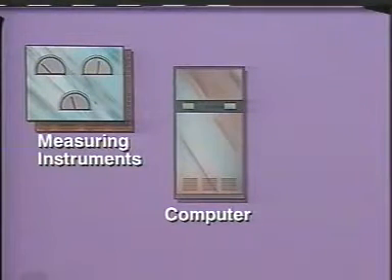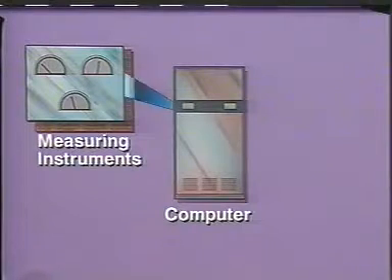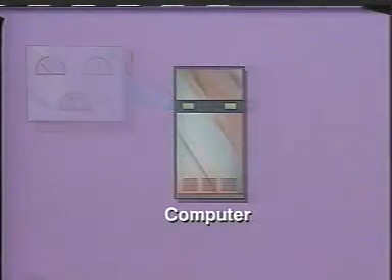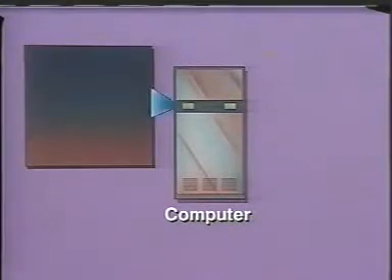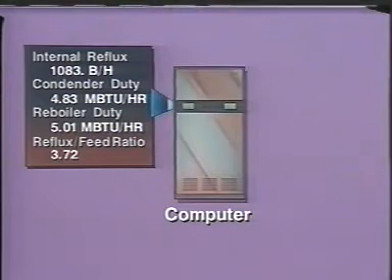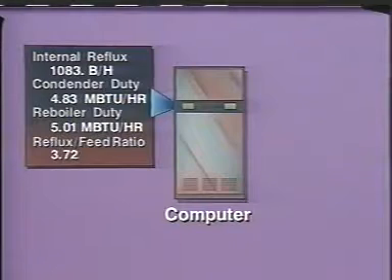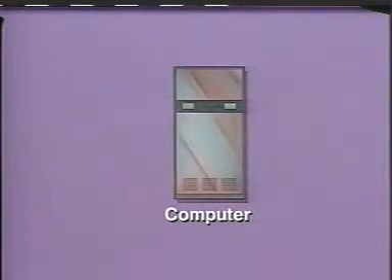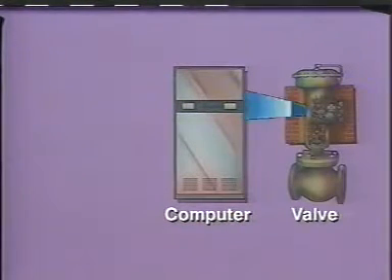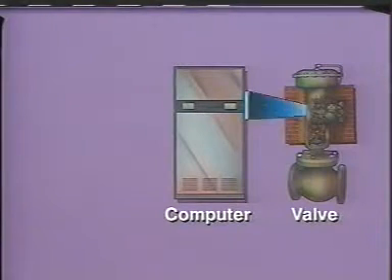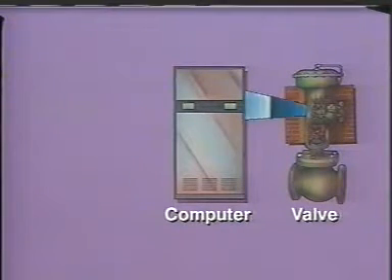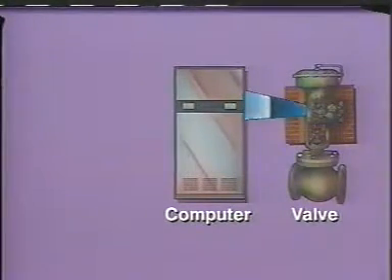Information about a process variable is measured by traditional measuring instruments and is sent to the computer by process transmitters. The computer converts this data into mathematical calculations to determine if the process is operating at maximum efficiency. Based on the outcome of these calculations, the computer either sends a signal to position a control valve or signals a controller to position the valve.